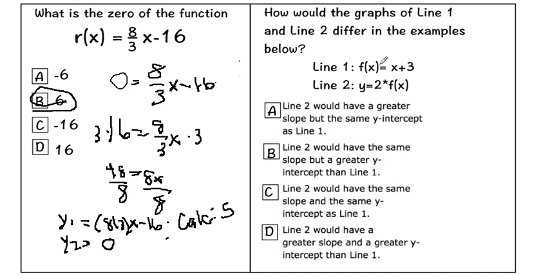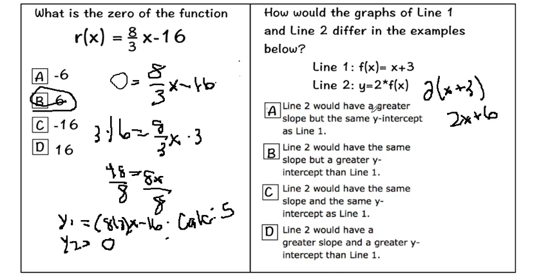So the second one, how would the graphs of line 1 and line 2 differ in the examples below? Line 1 is f of x is equal to x plus 3. Line 2 says y equals 2 f of x's, twice this, 2 of these. So x plus 3, and then we would have 2 times x plus 3. So that would be 2x plus 6.